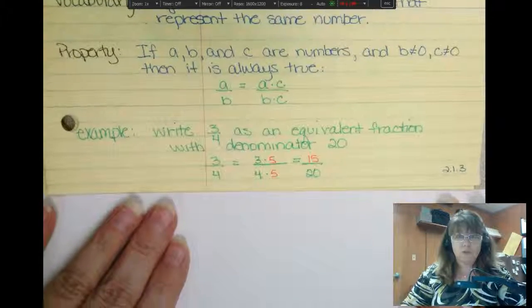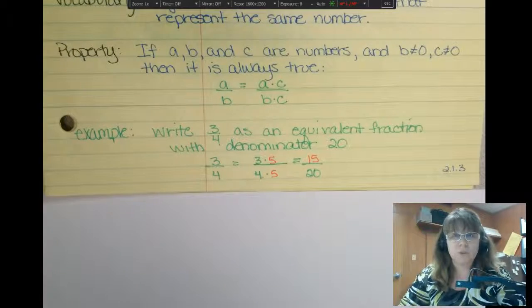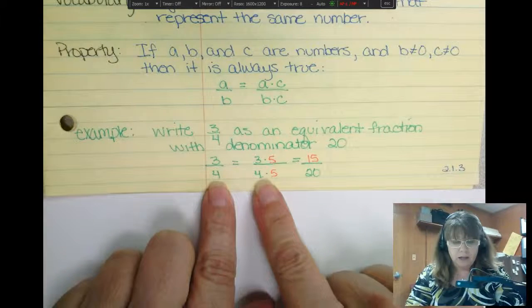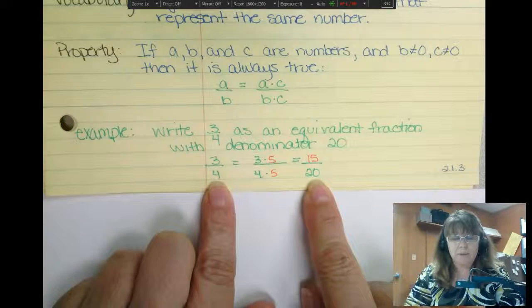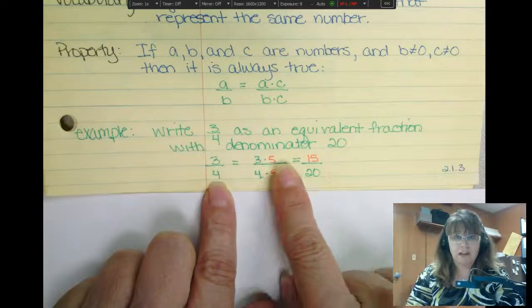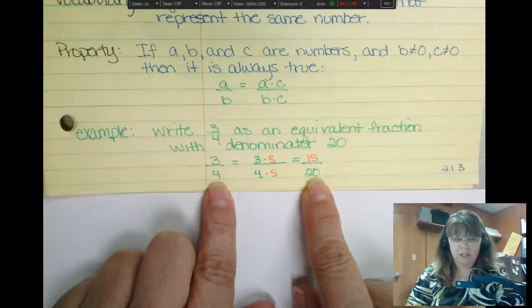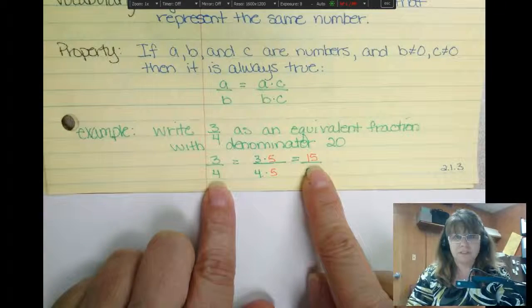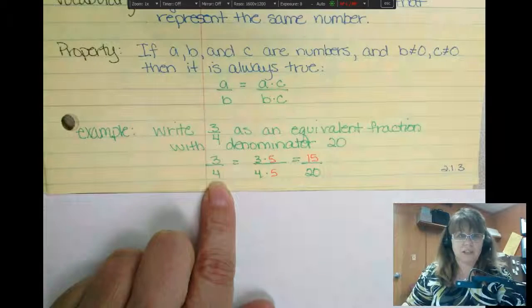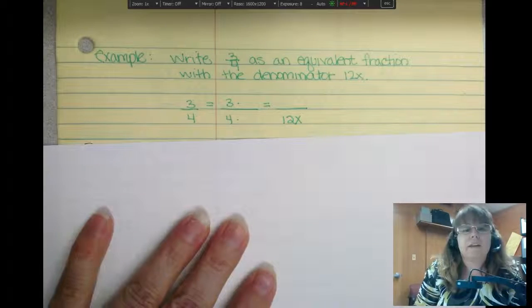So if I want to write 3/4 as an equivalent fraction with the denominator of 20, I have to multiply both the top and the bottom, the numerator and the denominator, by 5. So 4 times 5 gives me the 20 for the denominator, and 3 times 5 gives me 15, so the answer is 15/20. Now let's try another problem.